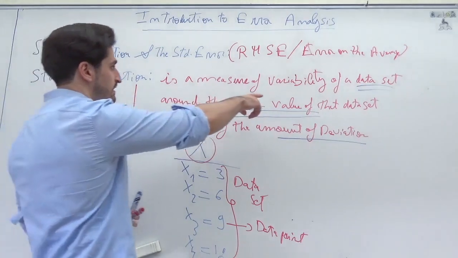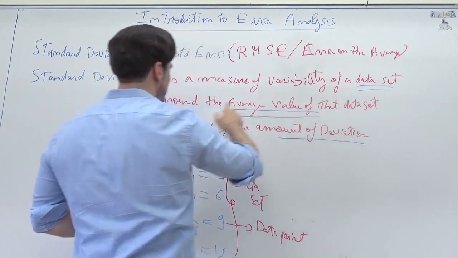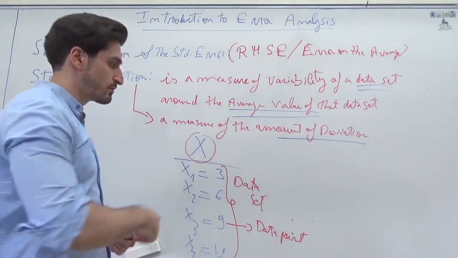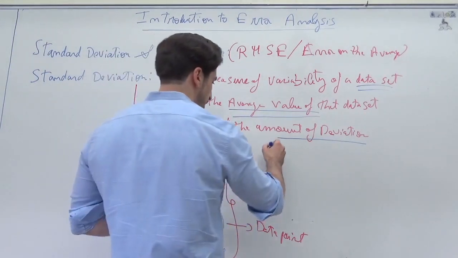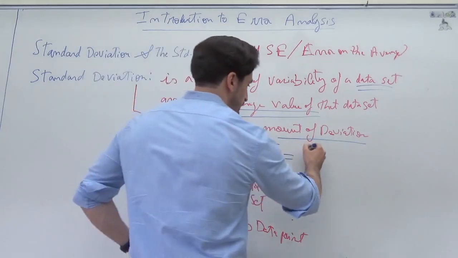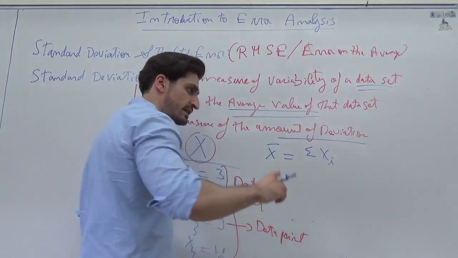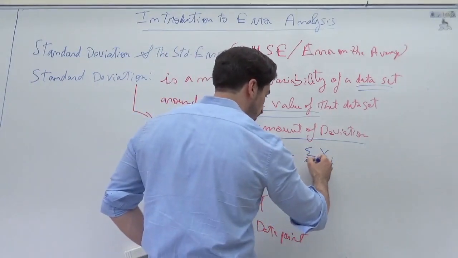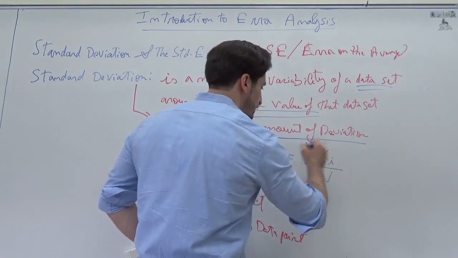Now going back to the definition, the standard deviation is what? It's a measure of variability of a data set around the average value. The average value of what? Of that entire data set. So the first step is going to be to find the average value of that data set. In that case, x bar, which denotes the average, is equal to the summation of all the xi's, where the subscript i refers to the order of the measurement. So i can go from 1 until n number of trials, divided by the total number of trials n.